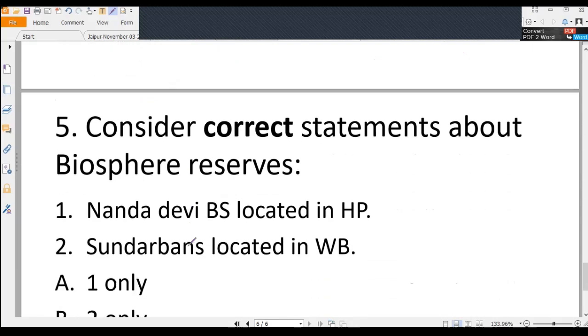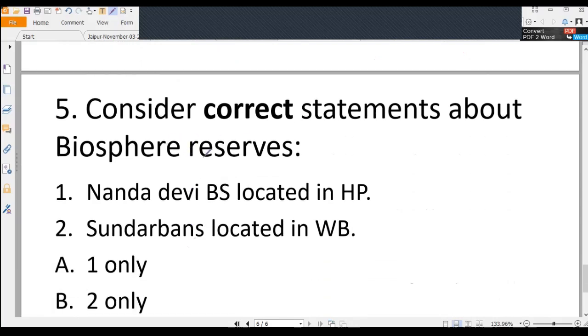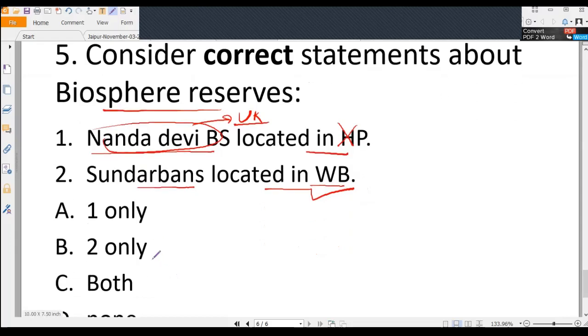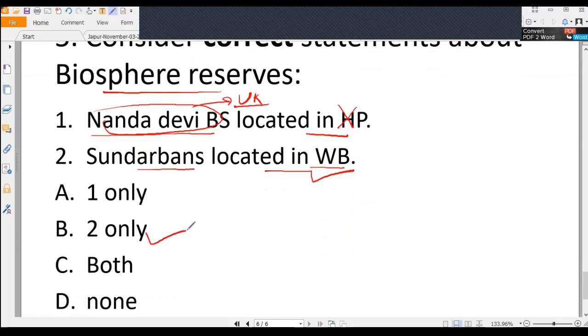And the last question of the day is, consider the correct statements about biosphere reserves. Statement 1, Nanda Devi Biosphere Reserve is located in Himachal Pradesh. Statement 2, Sundarbans is located in West Bengal. As we have discussed, Nanda Devi Biosphere Reserve is not in Himachal Pradesh but is in Uttarakhand. Statement 2, Sundarbans is located in West Bengal. So B is the right answer.